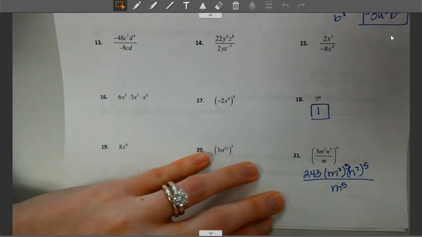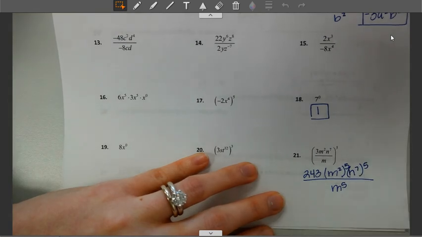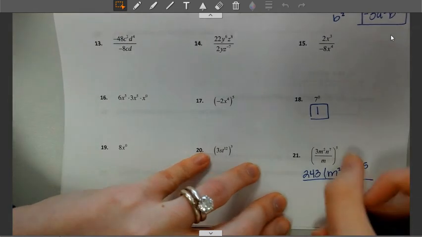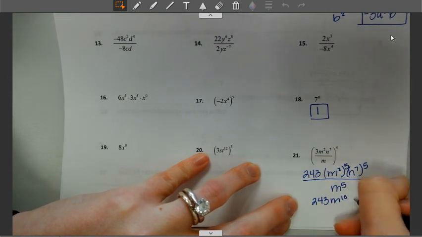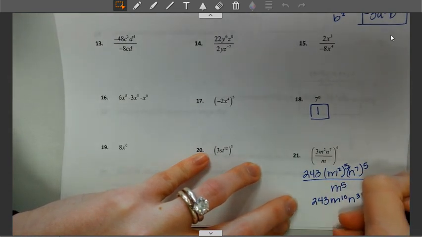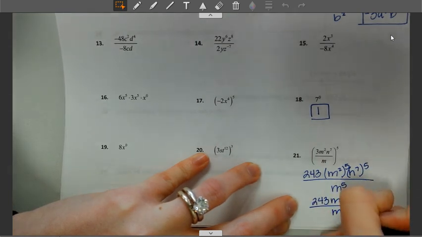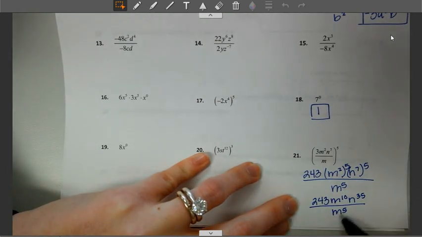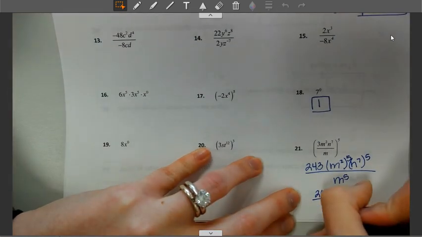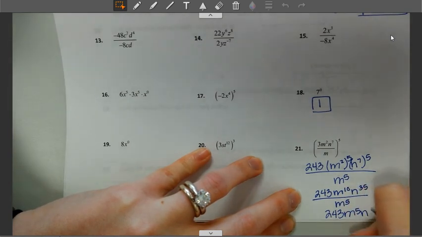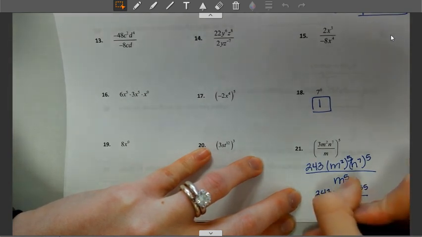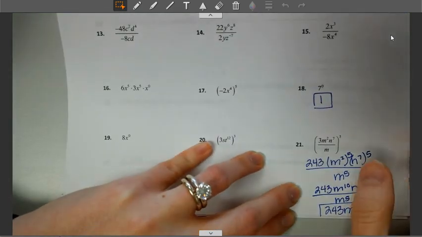We're going to deal with our power to the power first. 2 times 5 is 10. 5 times 7 is 35. So we have 243 times m to the 10th, n to the 35th, all over m to the 5th. Then we have two bases that are the same and we're dividing. We'll subtract our exponents. So I get 243 m to the 5th, n to the 35th, and that will be my answer.